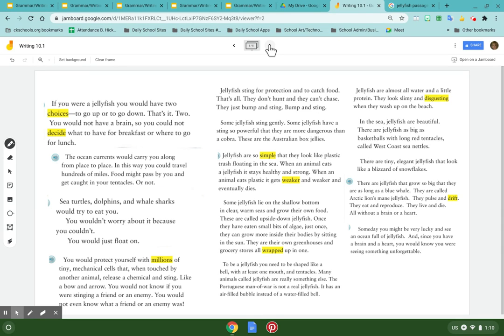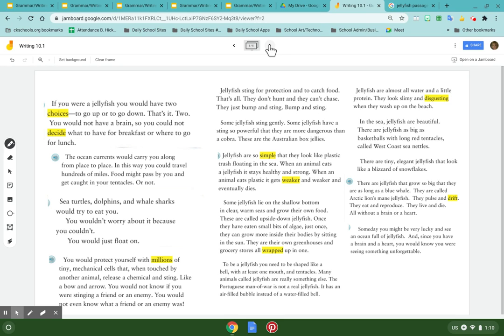You would protect yourself with millions of tiny mechanical cells that, when touched by another animal, release a chemical and sting, like a bow and arrow. You would not know if you were stinging a friend or an enemy. You would not even know what a friend or an enemy was. Jellyfish sting for protection and to catch food. That's all. They don't hunt and they can't chase. They just bump and sting, bump and sting.